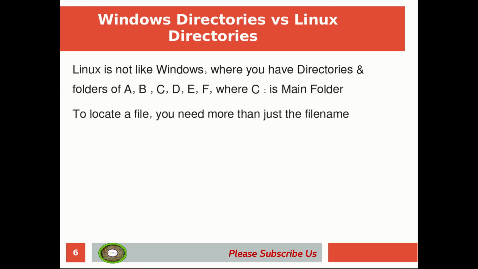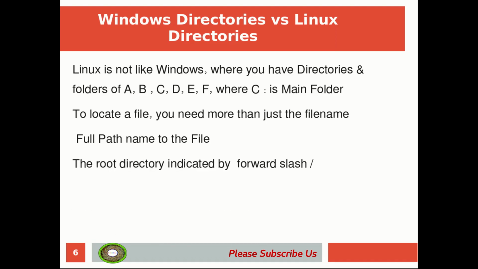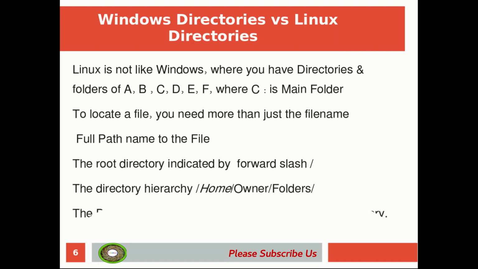To locate a file, you need more than just the file name. You also need information about the directory hierarchy, the extended file name, showing the full hierarchy of directories leading to the file. This is called the full path name to the file. So in a nutshell, the root directory is indicated by a /, then the directory hierarchy, with each directory name separated from the previous one by a /. A / appears after the last directory name.